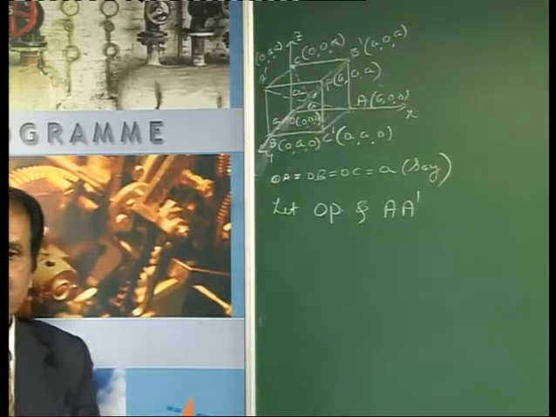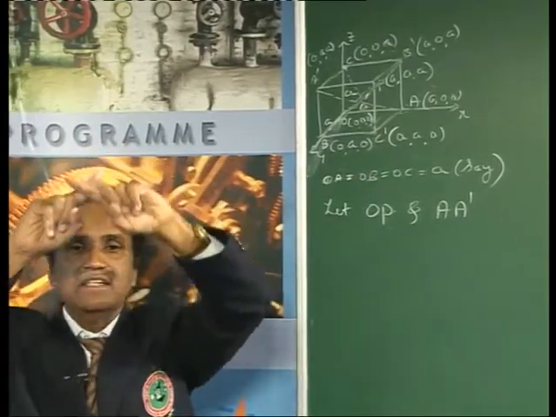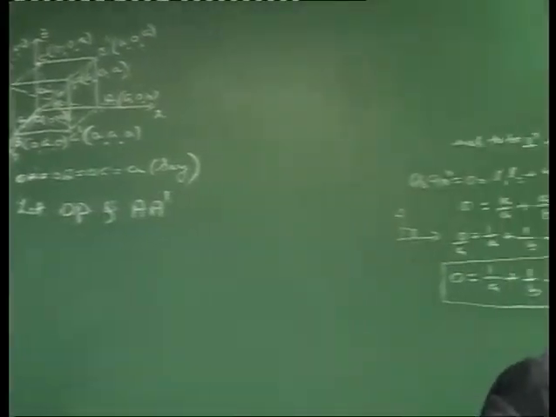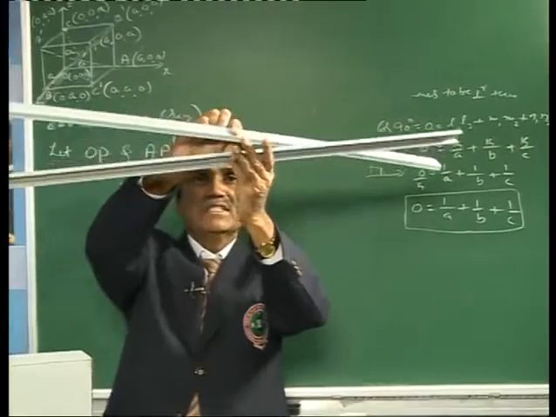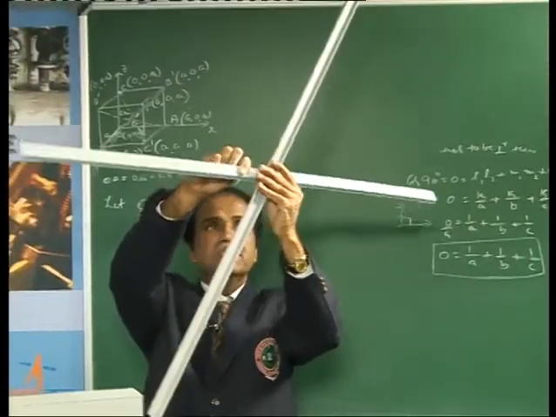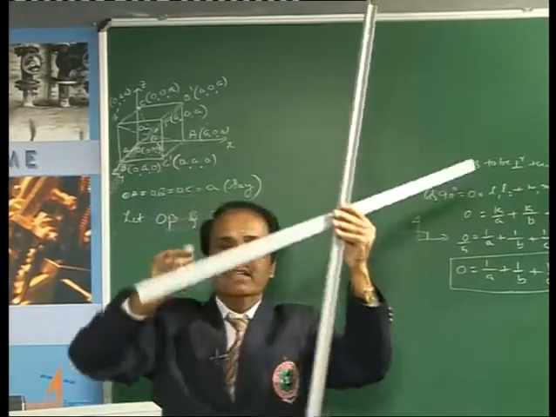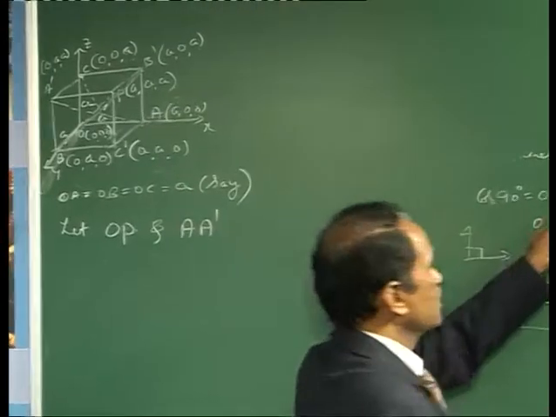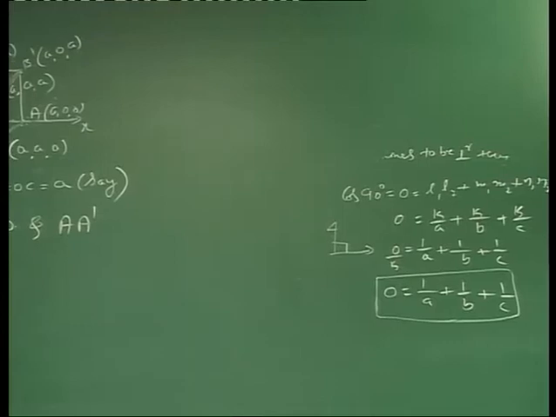Otherwise, any two diagonals must intersect. The angle between them means, when I draw the two diagonals, they must intersect like this. The angle here and the angle here will be represented by cos theta is equal to the sum of the product of the given direction cosine symbols.